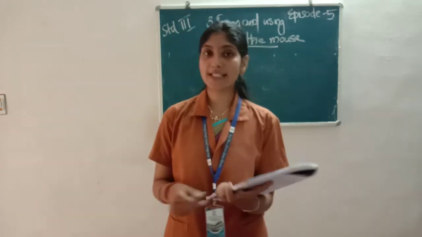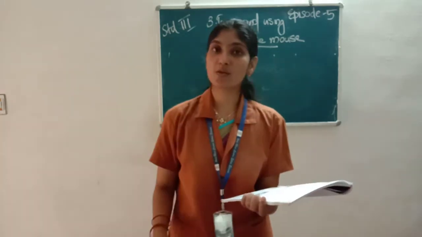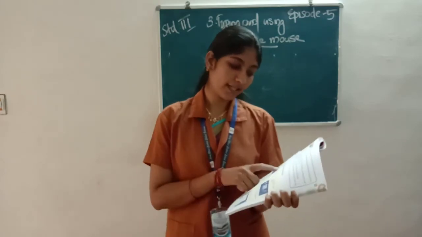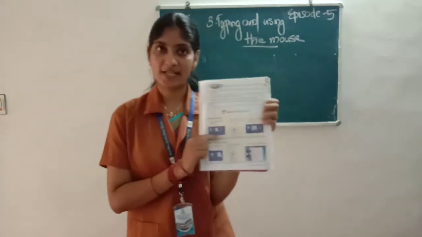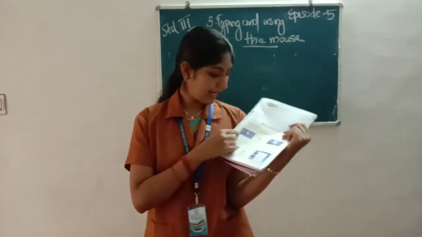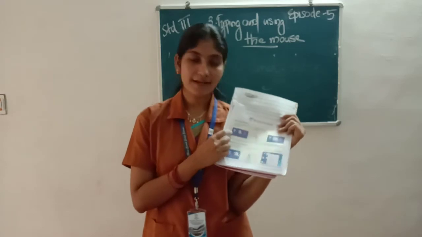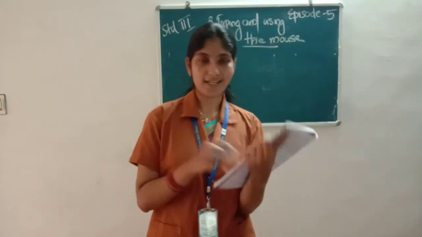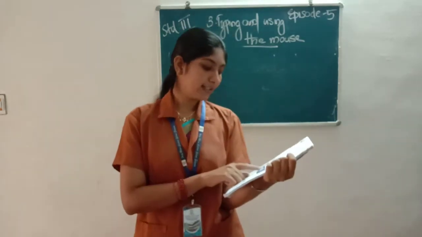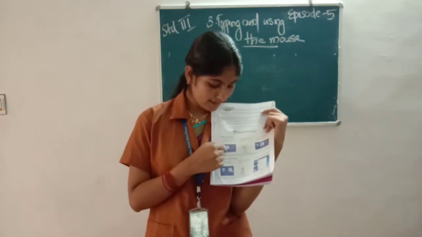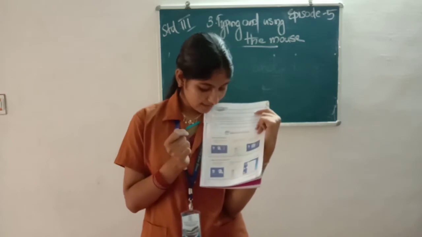So here look at the page number 25 in your textbook. So click on the file icon. So in this picture there are 3 icons. What are they? First, an icon of a recycle bin. Second, an icon of a document. That means it is a word file. And third, a dictionary icon. So, recycle bin, document file and a dictionary.